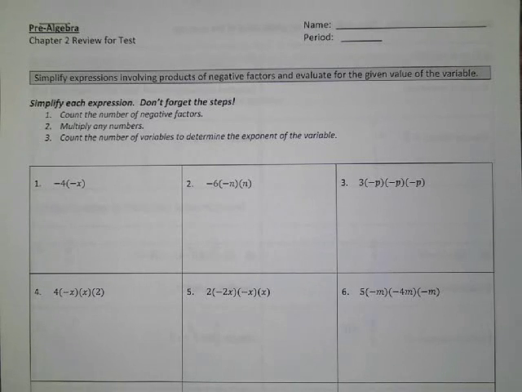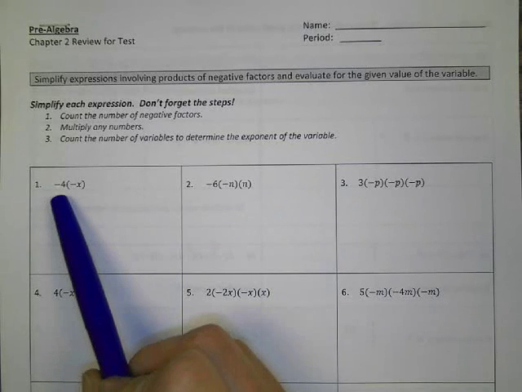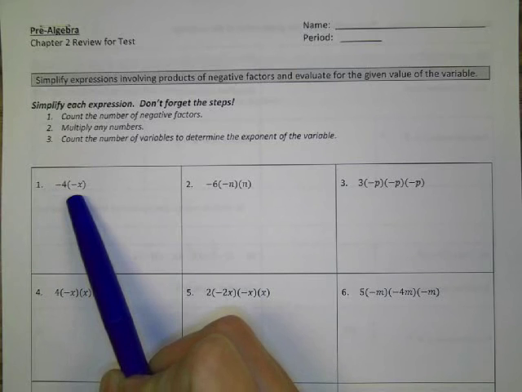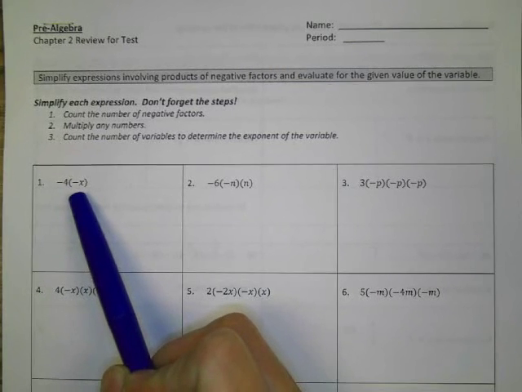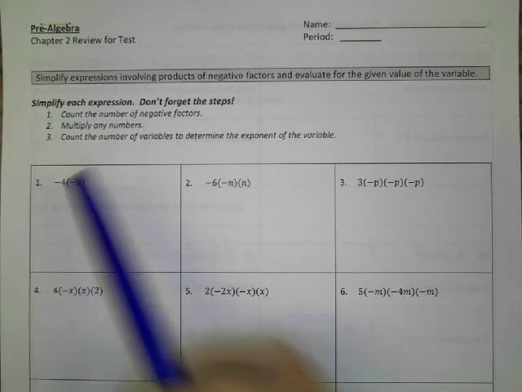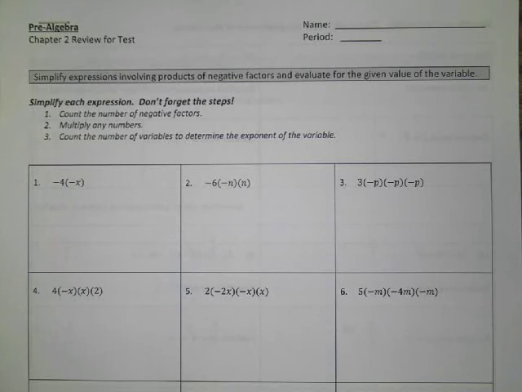So the first thing we're going to do is go back all the way to section 2.5, and this is where we are simplifying expressions involving products of negative factors. They looked like this, where we had a whole bunch of factors multiplied together. Some were negative and some were positive, and we knew we had to simplify those.